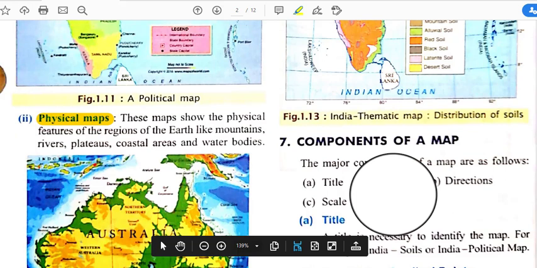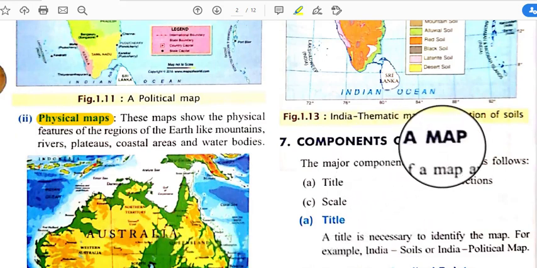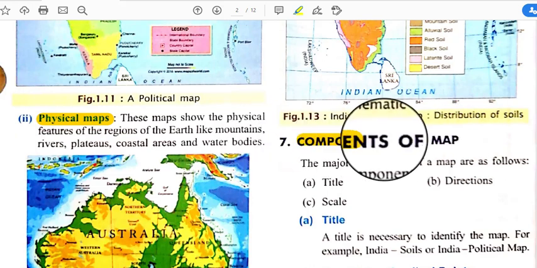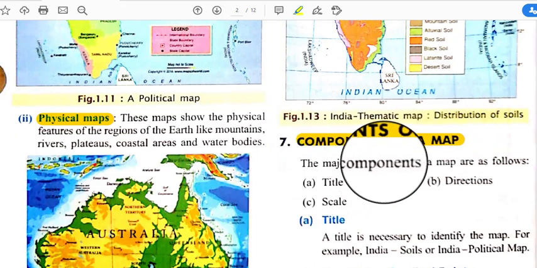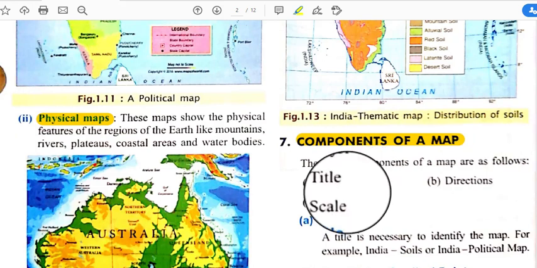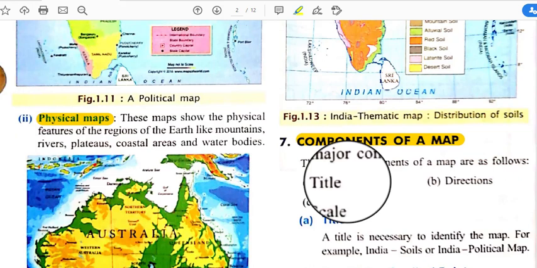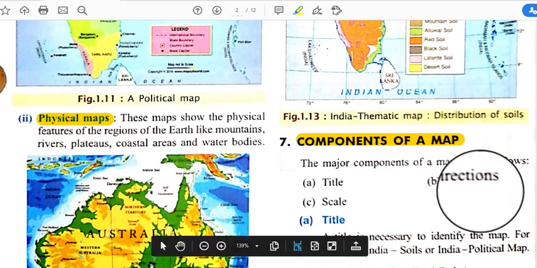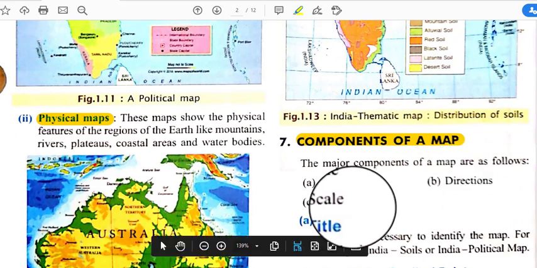So today we will continue our study of the components of a map. The major components of a map are as follows. There are three types of components. One is the title, next is directions, and the third one is scale.